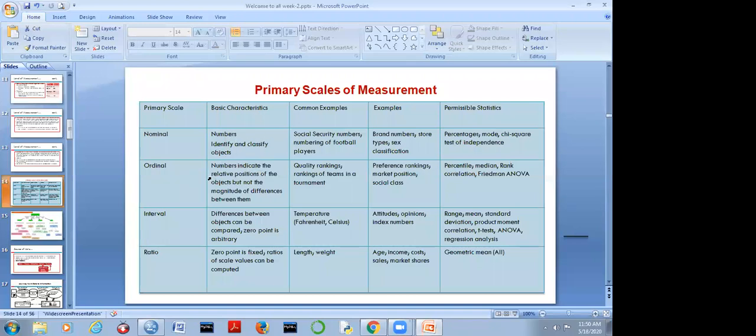The number indicates the relative position of the object, not the magnitude of the difference between them. This you can understand simply. Ordinal means order-type data, with ranking; you can give the rank. Nominal means the nominal data type, which is without any order but in a qualitative manner. For example, you have to convert nominal into ordinal.